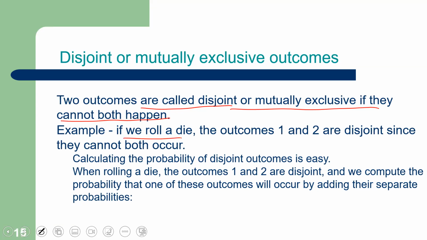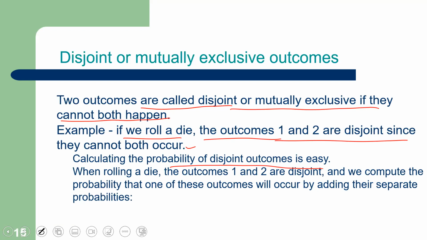Suppose you roll a die. The outcomes of 1 and 2 are disjoint since they cannot happen at the same time. Calculating the probability of disjoint outcomes is easy because they won't appear at the same time, so there will not be any dependency between the outcomes. When you have two disjoint events and want the total probability, we just add up the probability of each disjoint event.